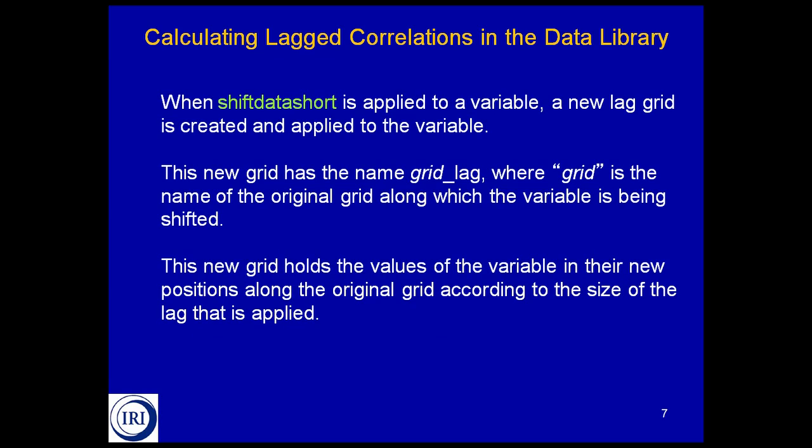When shiftdatashort is applied to a variable, a new lag grid is created and applied to the variable. This new grid has the name grid_lag, where grid is the name of the original grid along which the variable is being shifted. So for example, if you have a time grid named capital T and you're shifting along that grid, then the new lagged grid would be called capital T_lag. This new grid holds the values of the variables in their new positions along the original grid according to the size of the lag that is applied.